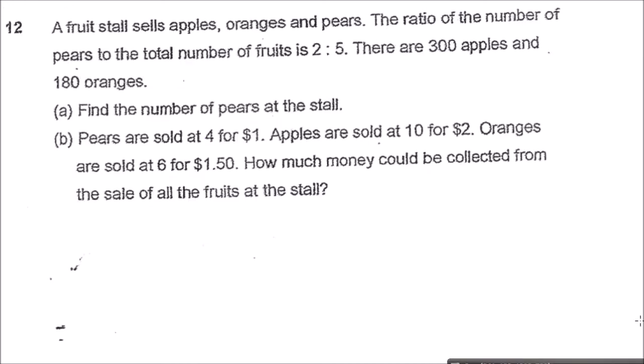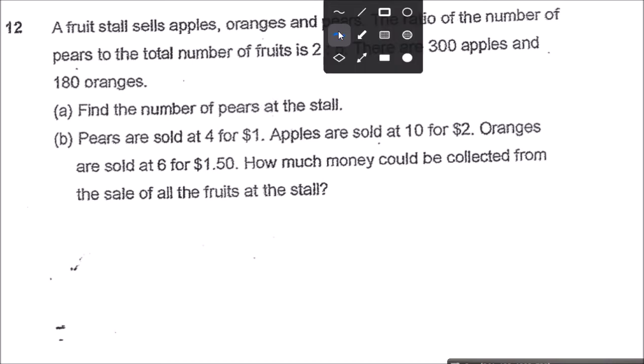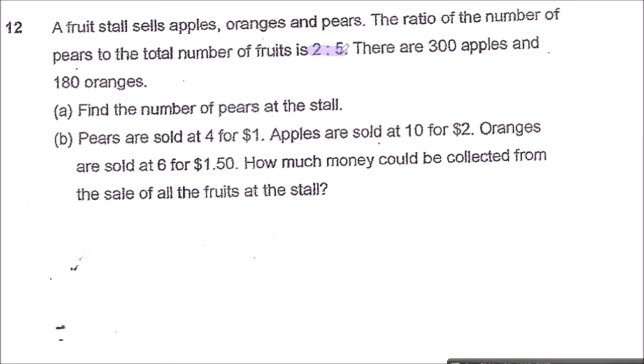Okay, a fruit store sells apples, pears, and oranges. The ratio of the number of pears to the total number of fruits is 2 is to 5. So if there are 300 apples and 180 oranges, find the number of pears at the store. So guys, this information down here is very important. Can you please take note? Okay, 2 is to 5.